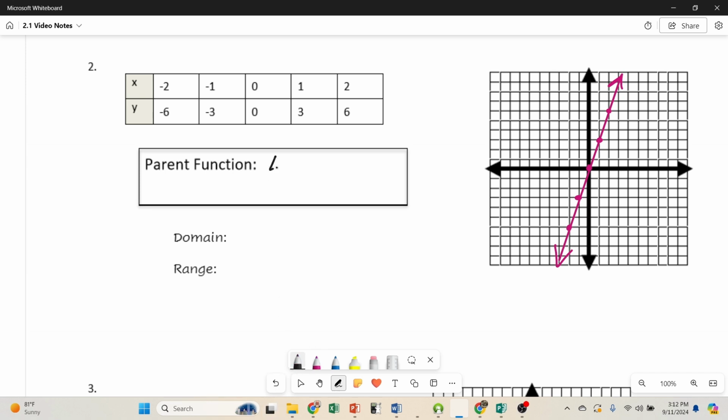So our parent function again is linear, right? And that would be f of x equals x. This actual function, f of x, would be equal, our slope is 3, we can see that, right? We could also do some calculations using these values here and finding our slope. So this is f of x equals 3x. Our domain is all real numbers, as is all linear functions. And our range is all real numbers.